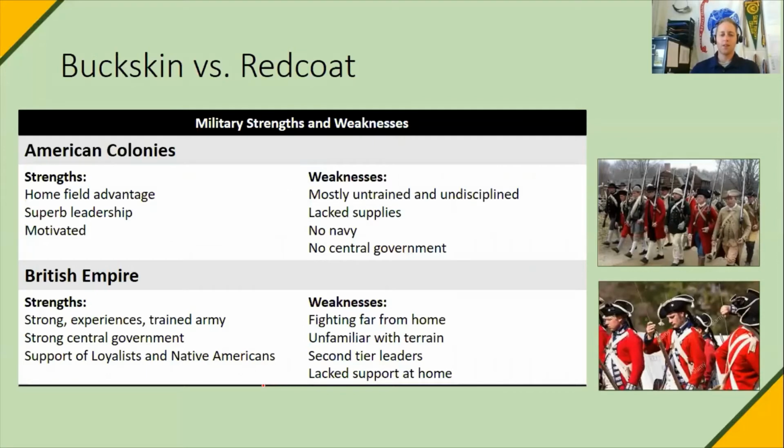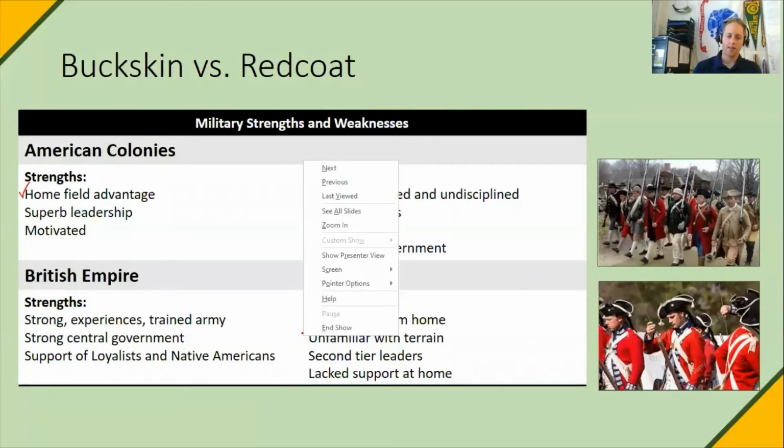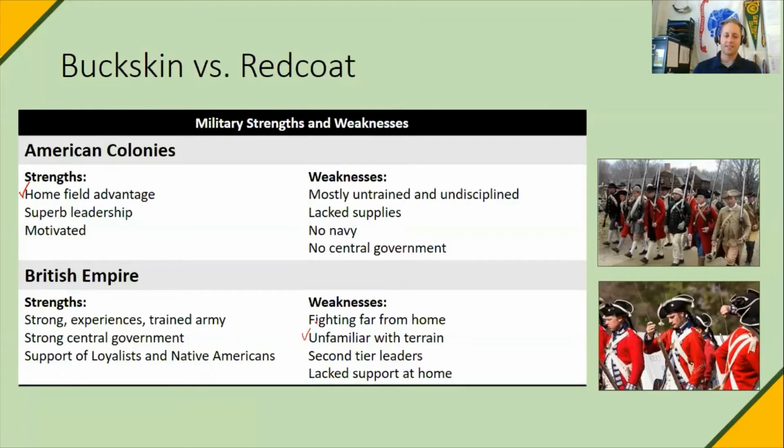So as war begins following Lexington and Concord, both sides start to figure out what they're going to do and how they're going to operate during this war. Let's take a quick look at some of the strengths and weaknesses of both sides. For the American colonists, one of their most important advantages is their home field advantage. They know the terrain, they know how to get where they need to go, whereas the British, who are unfamiliar with the terrain because their soldiers and generals don't live and work in the parts of America that these wars are going to be fought in, are going to be at a disadvantage.